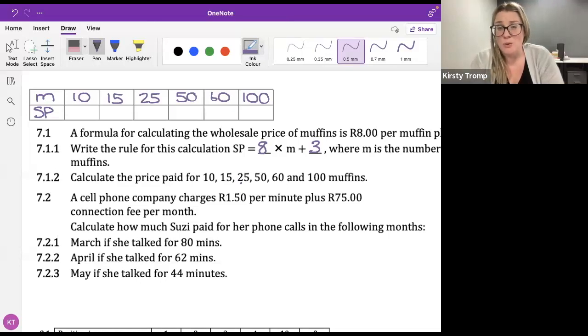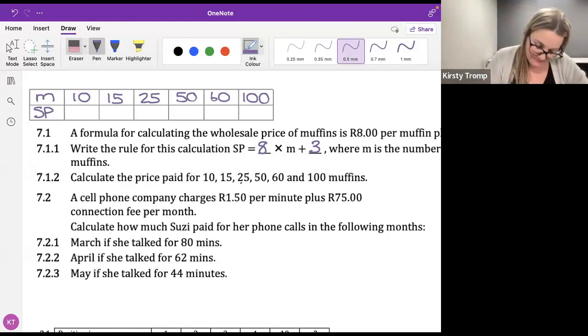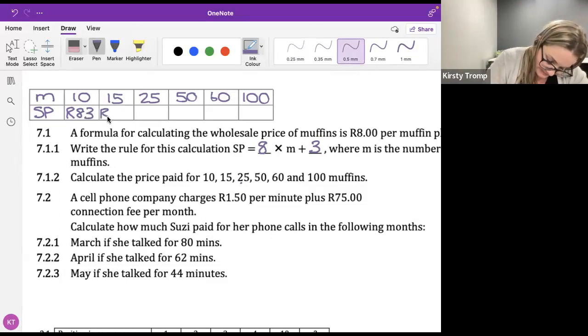Right. Let's see. So Nyana, you have had your hand up the whole time. Do you want to help me out here? Hello, ma'am. Are you ready? Yes, ma'am. Okay, let's go. What happens if I have 10 muffins? How much am I going to pay? 83 rand. Well done. So I'm going to put a rand sign because it's money, like you said. 83 rand. Well done. What about 15? 123 rand. Amazing. 25? 203 rand. Good. 50? 403 rand. Good. Well done. 60? 483 rand. And 100? Sorry, I just was testing.